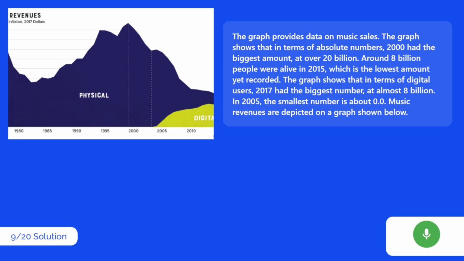The graph provides data on music sales. The graph shows that in terms of absolute numbers, 2000 had the biggest amount, at over 20 billion. Around 8 billion was recorded in 2015, which is the lowest amount yet recorded. The graph shows that in terms of digital users, 2017 had the biggest number, at almost 8 billion. In 2005, the smallest number is about 0.0. Music revenues are depicted on the graph shown below.